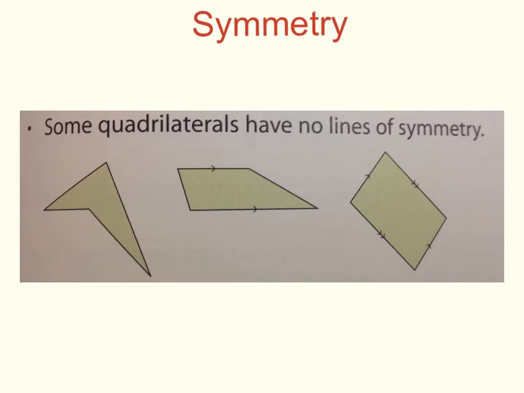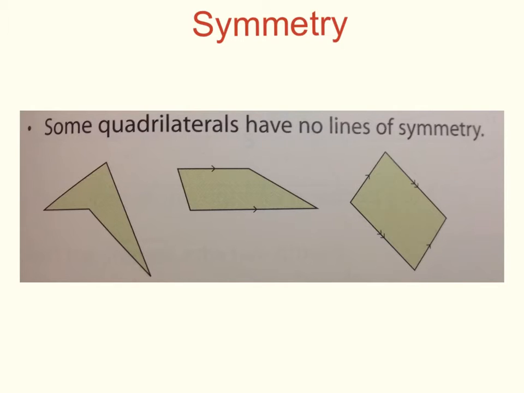Sometimes you'll come across shapes with no lines of symmetry. That means that there's no way to fold these shapes so that they match both sides. So on the first one on the left, I couldn't cut it this way and have it fold over. That wouldn't work. And I couldn't cut it like that and fold it over. And on the middle shape, if I folded it here, it wouldn't match up. We see that this side is different than that side.